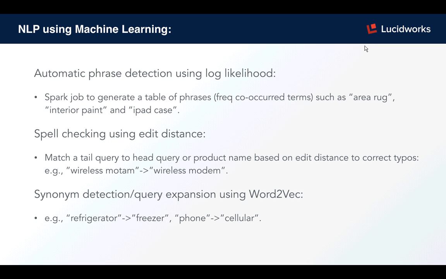And we can also try to match a tail query to a head query or product name list based on the edit distance to do some automatic typo correction. And at last, we provide a word-to-vec model to generate synonym lists automatically. Traditionally, these kinds of synonym lists and phrase lists are usually built up manually over years. If we can use machine learning to do that, it can reduce a lot of manual work, both at the list generating time and the updating phases.